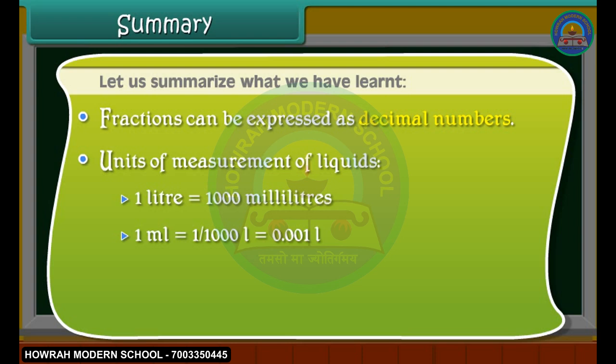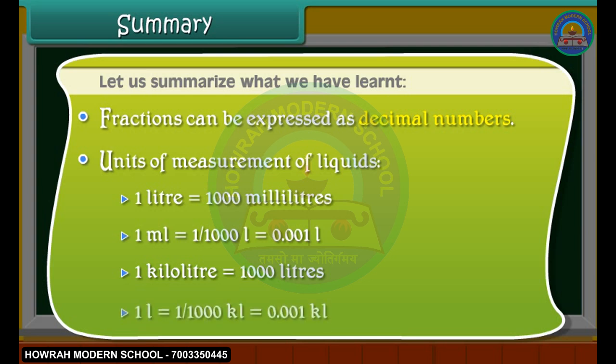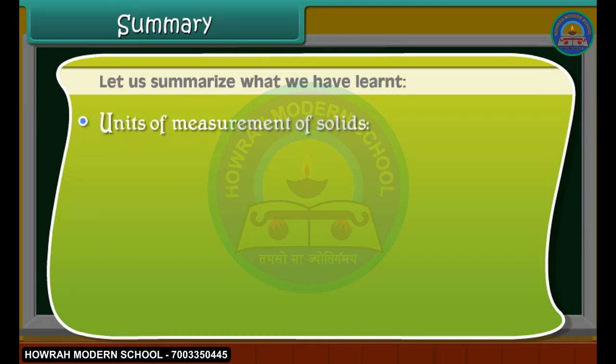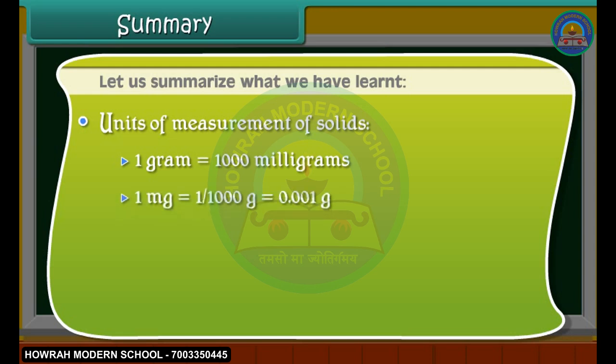That is equal to 0.001 liter. 1 kiloliter is equal to 1000 liters. 1 liter is equal to 1 by 1000 kiloliters. That is equal to 0.001 kiloliter. Unit of measurement of solids. 1 gram is equal to 1000 milligrams. 1 milligram is equal to 1 by 1000 grams.